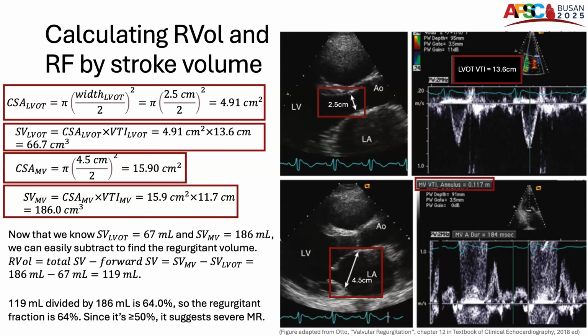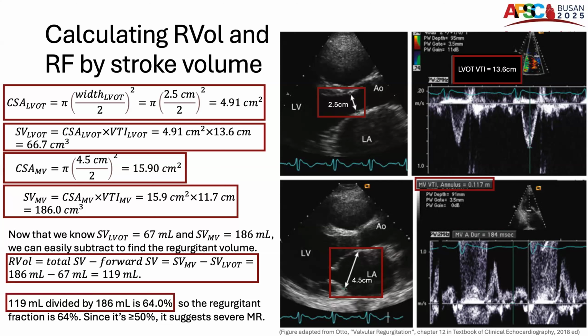Now that we know that the stroke volume at the LV outflow tract is 67 milliliters and the stroke volume of the mitral valve is 186 milliliters, we can easily subtract to find the regurgitant volume. Regurgitant volume is 186 minus 67, which is 119. 119 divided by 186 milliliters is 64%, so the regurgitant fraction is 64%. Since this is more than 50% inclusive, it suggests severe mitral regurgitation.